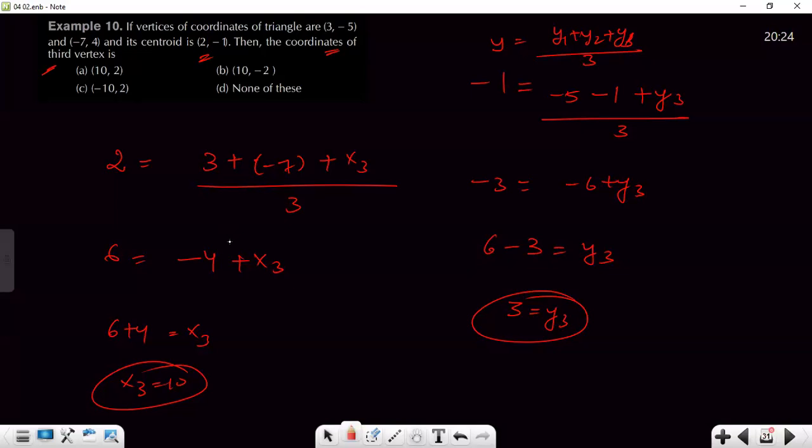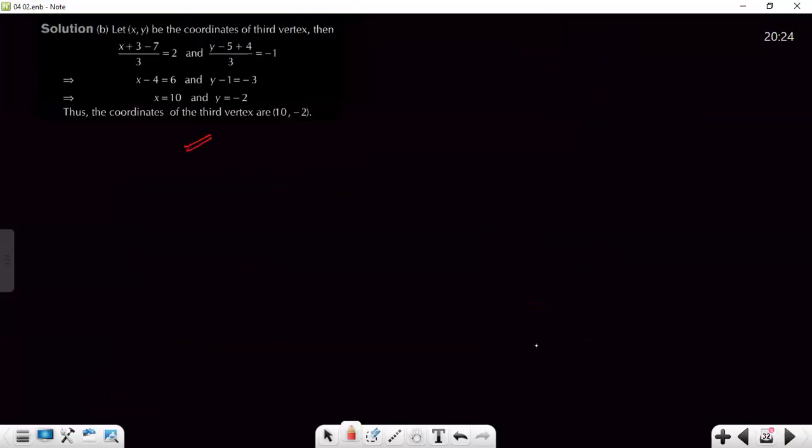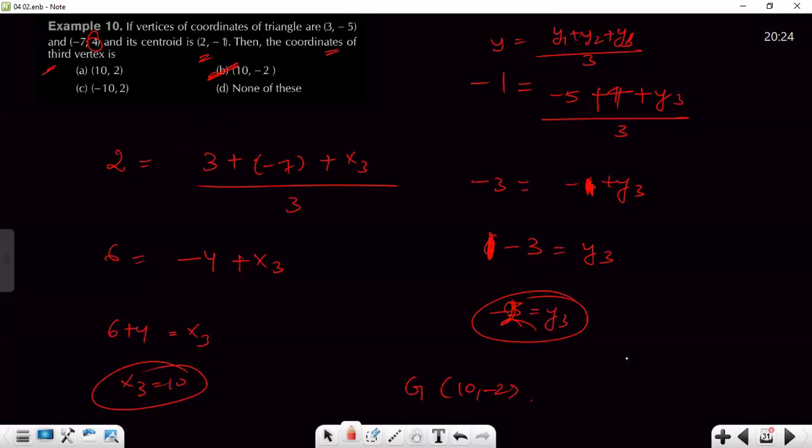Minus 5. Okay, that is 4. Yeah, that is 4. And plus 4. Okay, minus 3 and minus 5 plus 4 becomes minus of 1. Minus 3 plus 1 becomes minus of 2. So the correct option will be 10 minus 2. Option number B is the answer. Let's check. Yes, precisely correct.